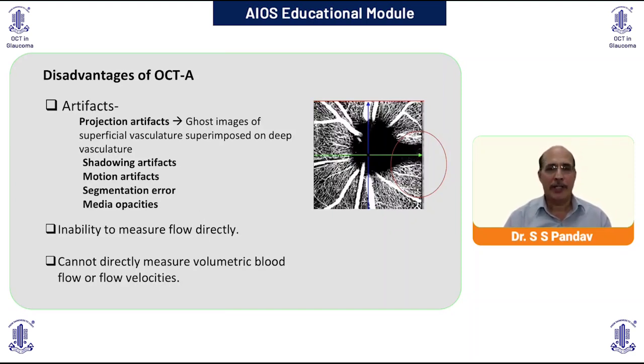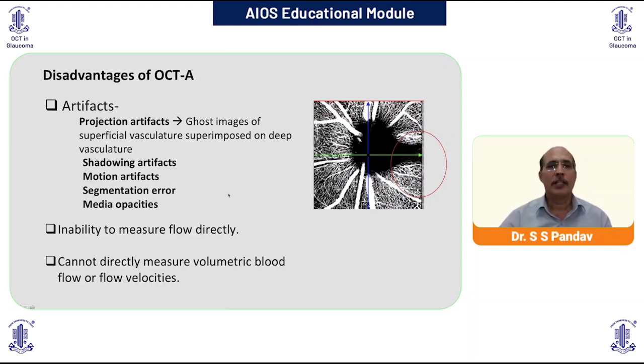However, there are certain disadvantages of OCTA as well, and it's prone to artifacts. Sometimes there could be projection artifacts, or ghost images of the superficial vasculature can impose on the deeper layers. There could be shadowing artifacts or motion artifacts, and sometimes the software which we use to segment different layers of the retina and different structures can also cause errors. And if there are media opacities, they will have a negative impact on the vasculature of the retina that we are trying to study.